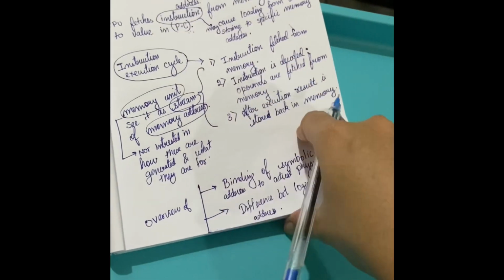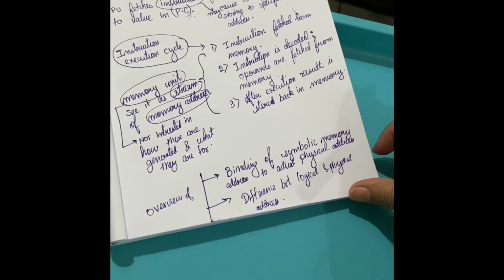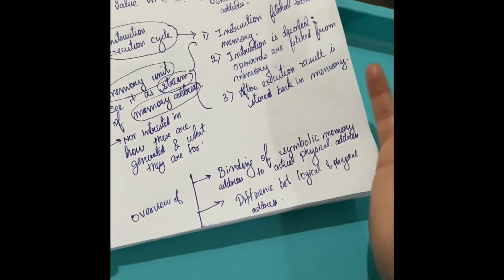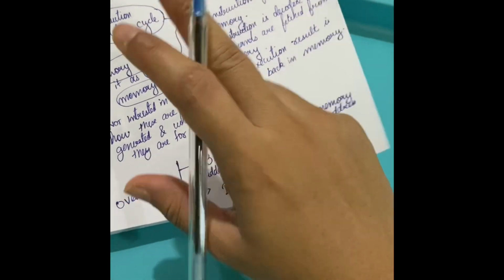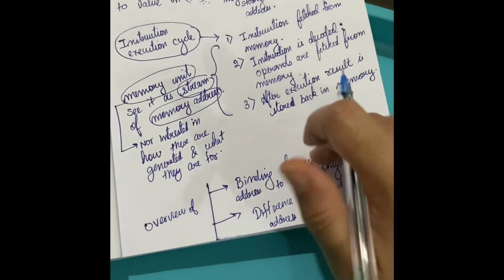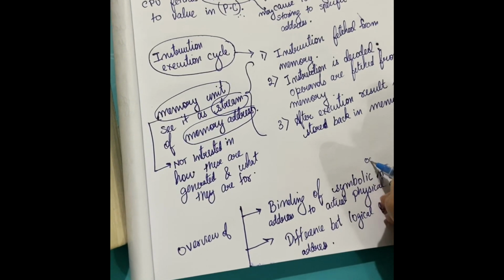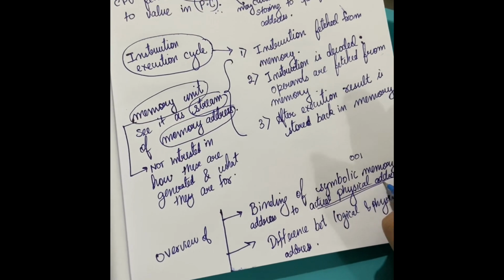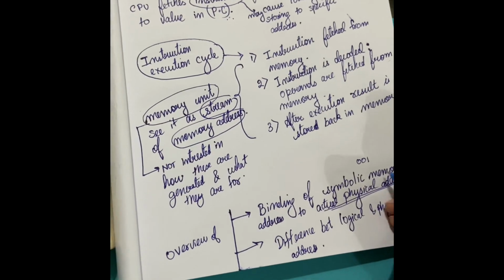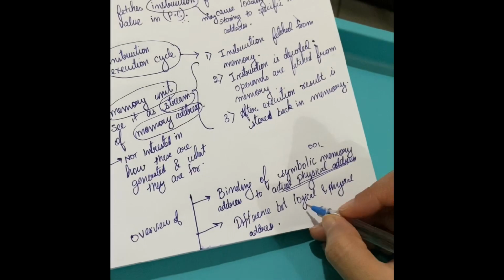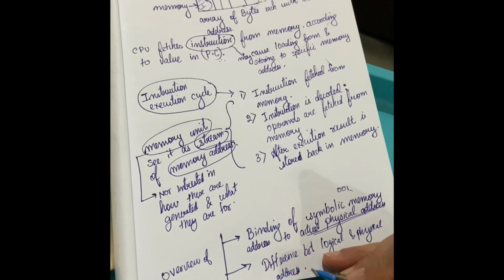In this chapter we will get an overview of the binding of symbolic memory addresses to actual physical addresses. Suppose the symbolic memory address was 001; wherever it is actually present physically, we have to bind it to that physical address, and there will be a difference between physical and logical addresses.